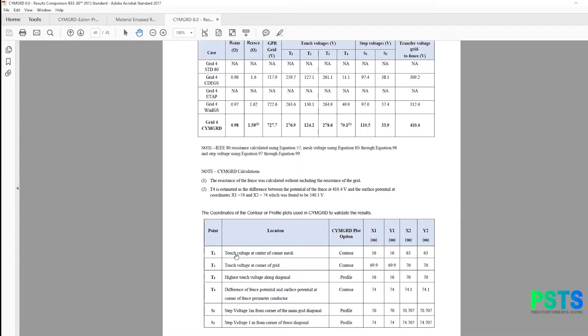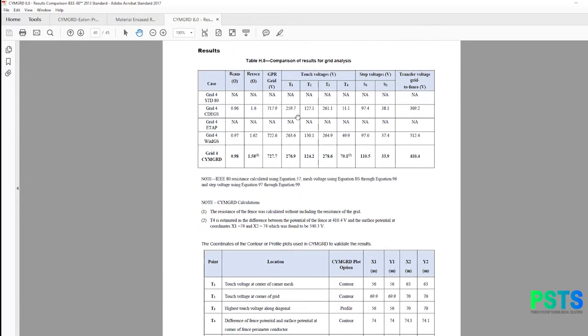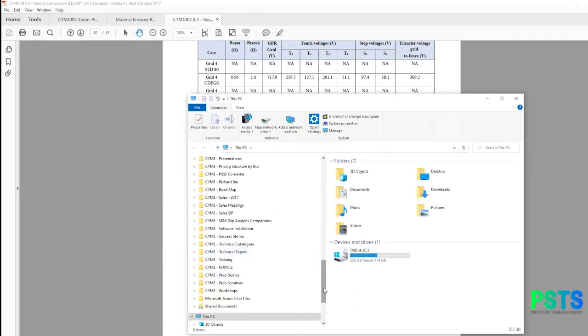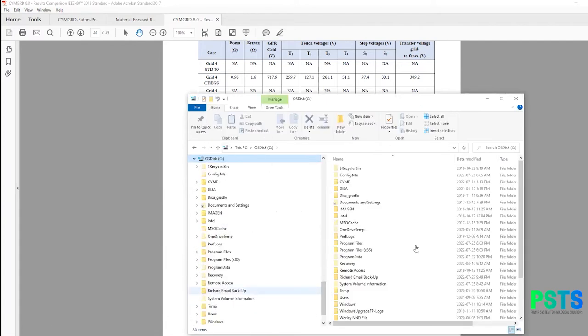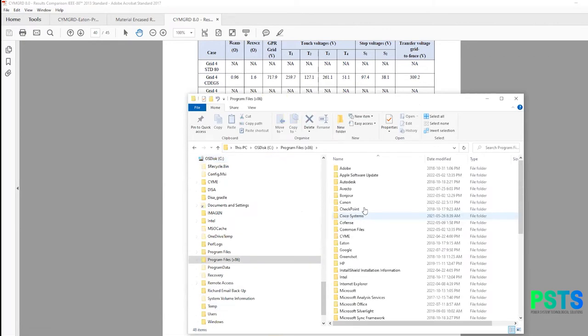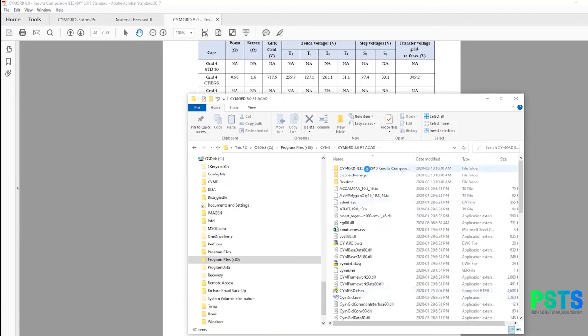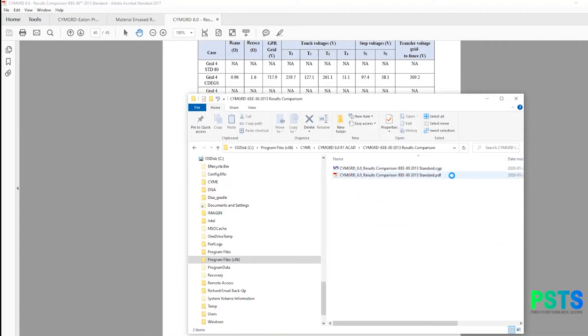We also give you how to get these points T1, T2, T3, which are the numbers that they want, all right? And touch voltage at center of corner mesh. So they give you points, and this is all fully documented. You can find this if you go to CYMGRD, for example, where the program is installed. If I go to drive C, program 586, you find under sign, CYMGRD, let's say. You will find IEEE comparison. That's this document I showed you, and all the case studies, all the actual CYMGRD cases that duplicate these results in this document. Okay?